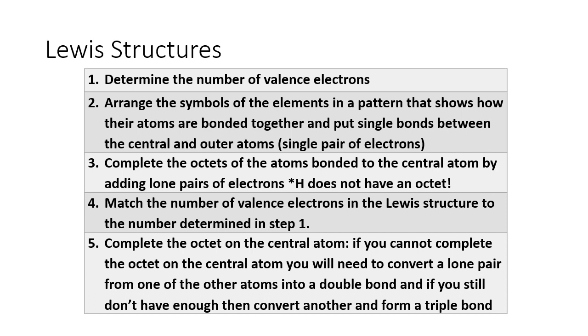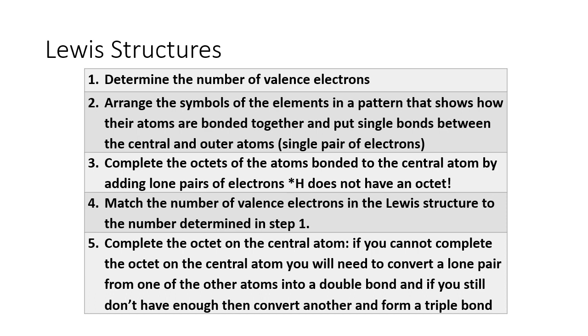Number 2, arrange the symbols of the elements in a pattern that shows how their atoms are bonded together. Put the single bonds between central and outer atoms, and that is a single pair of electrons. So you take the metal, you put it in the center. The thing that's less electronegative is going to be in the center. That is the cation, or it would be the cation if it were an ionic compound. It's not quite for a covalent. Anyway, you put it in the center, and then everything else goes around the outside.